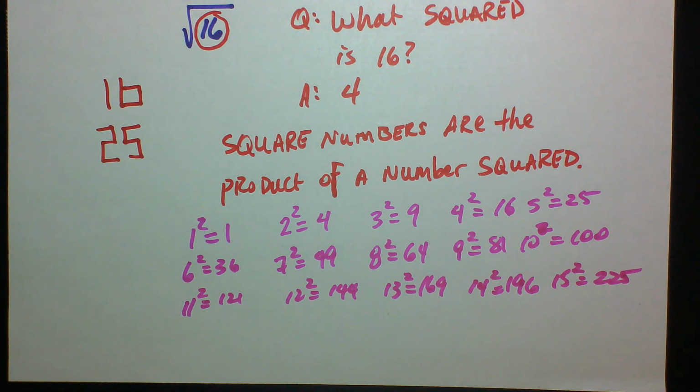Wait, what is 9 squared? You don't know what 9 times 9 is? 81. You knew that. So those are your square numbers right there. Those are the numbers you're going to be looking for.